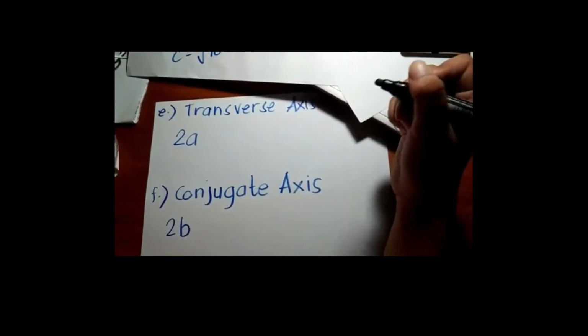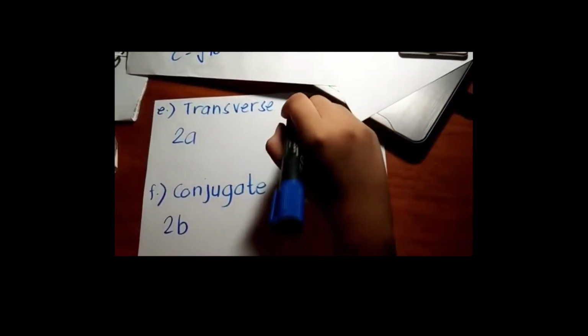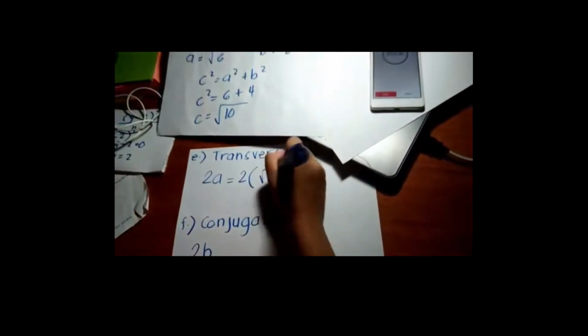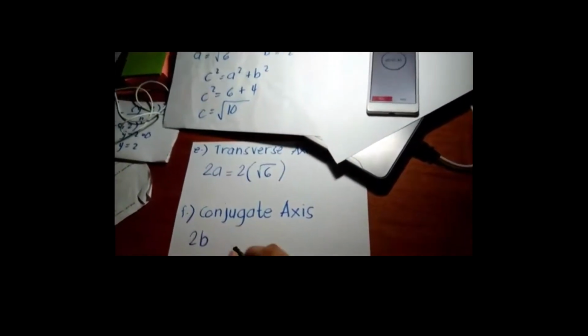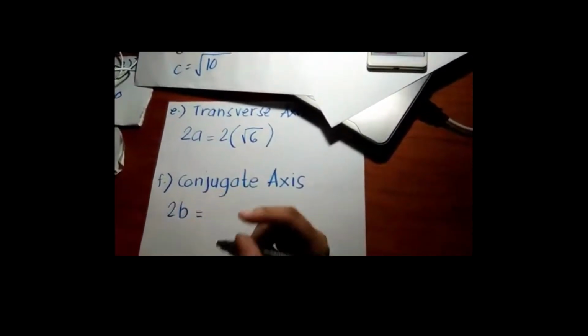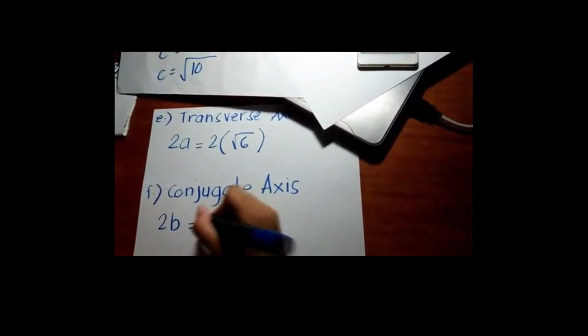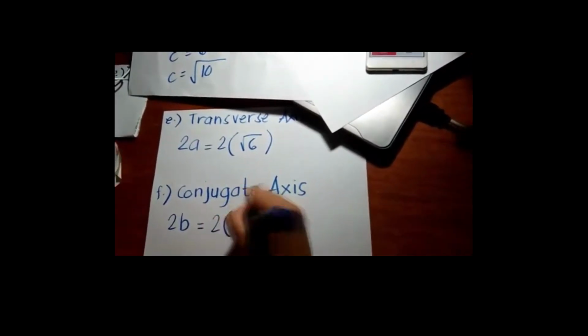Looking for the length of the transverse axis, our formula would be 2a, where our a again is square root of 6, so it's 2 times square root of 6. And for our length of the conjugate axis, that would be 2b, where b squared is 4, b is equal to square root of 4, which is 2, so it's 2 times 2, 4.